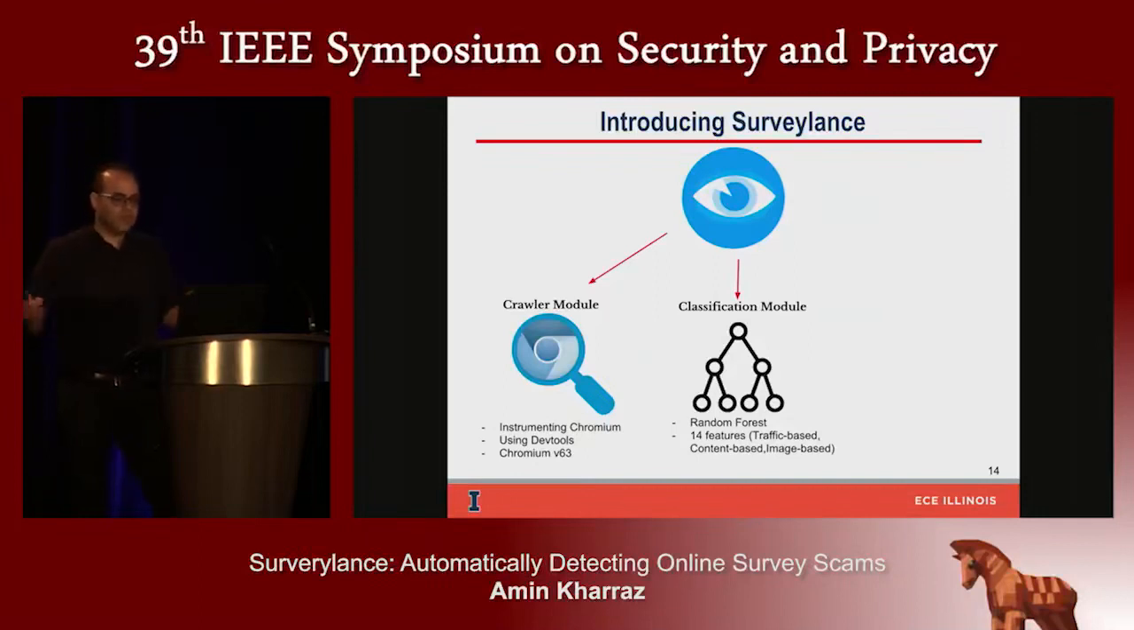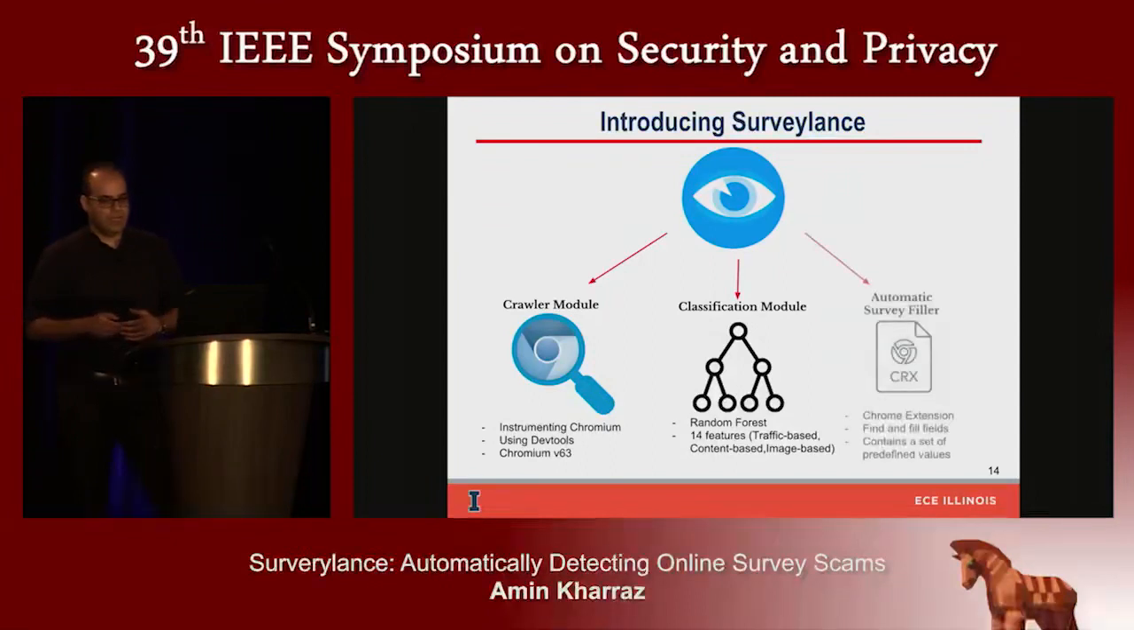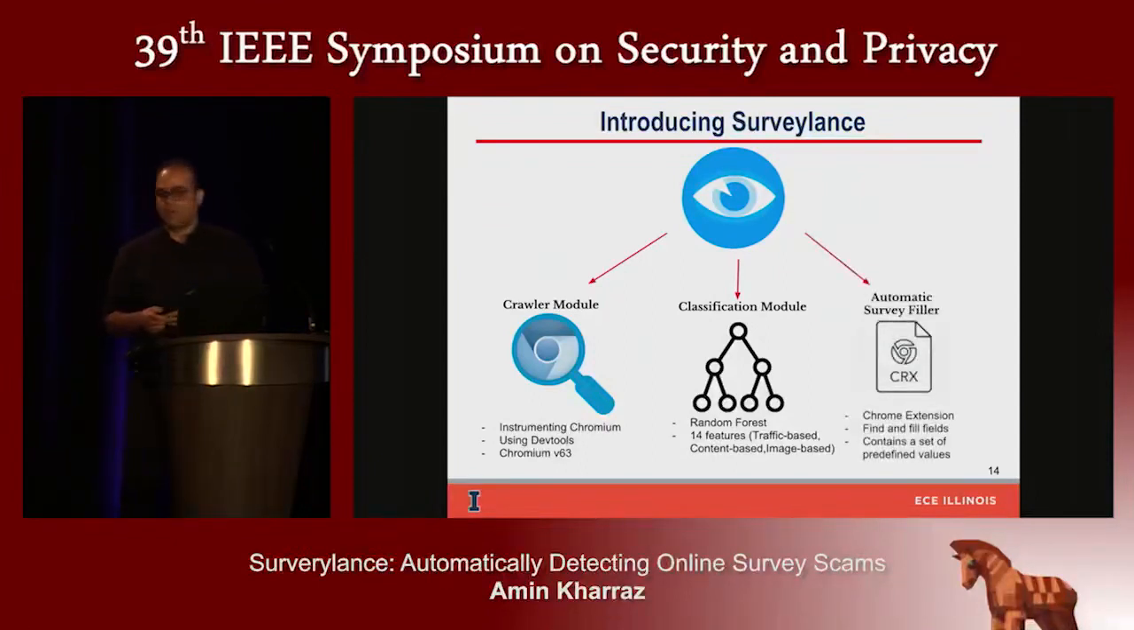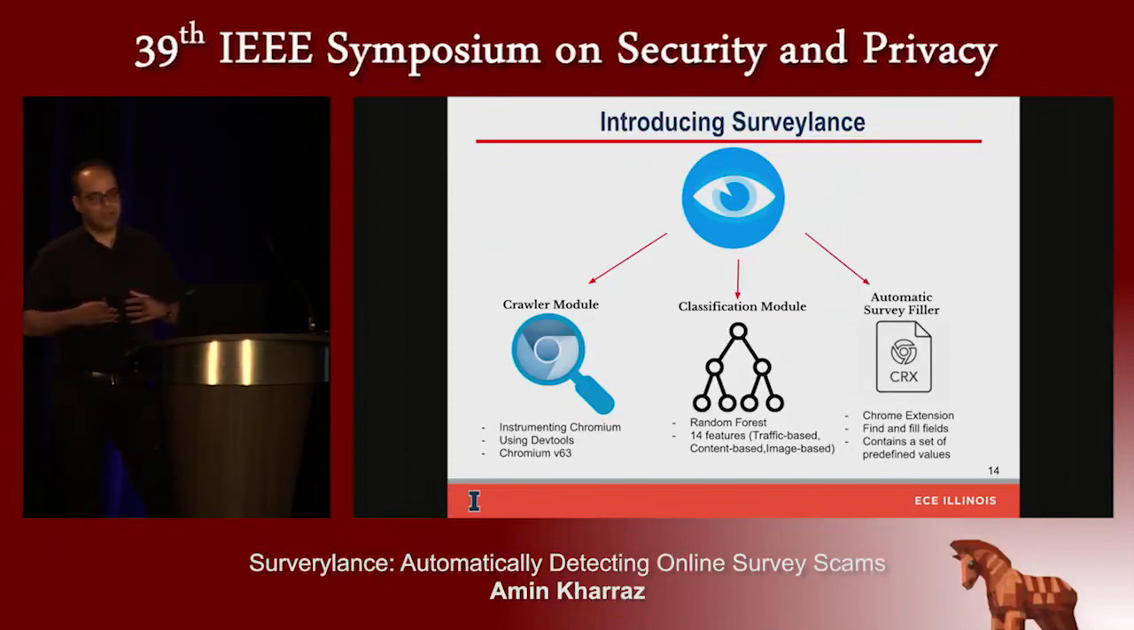We use 14 features under 3 different categories. And the last part is an automatic survey filler, which is an extension that we developed that allows the survey publishers to find the fields, provide the information based on a preloaded catalog that we provided to it, and pushes the submit button.